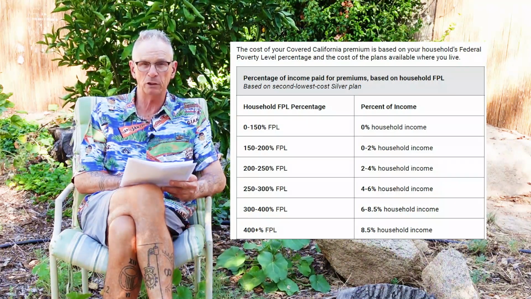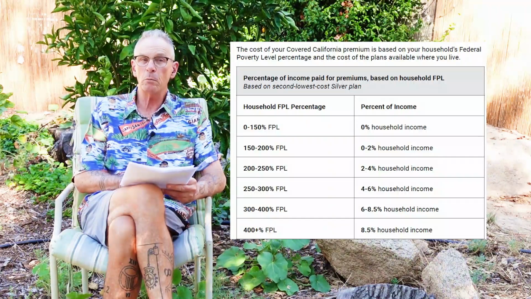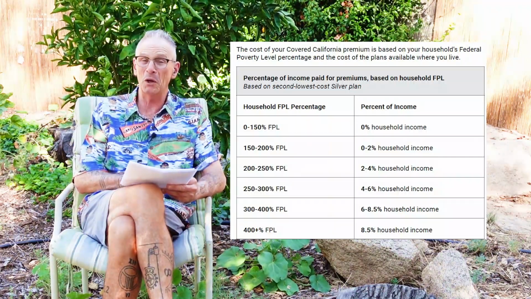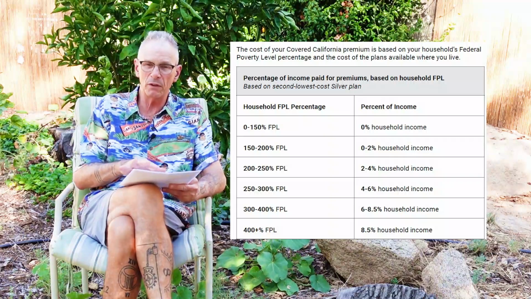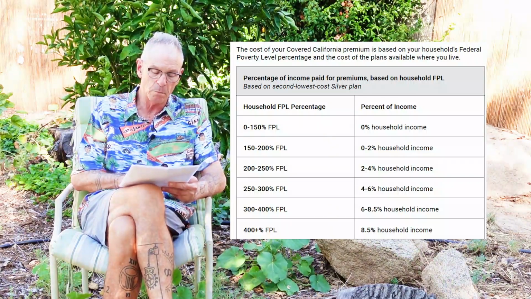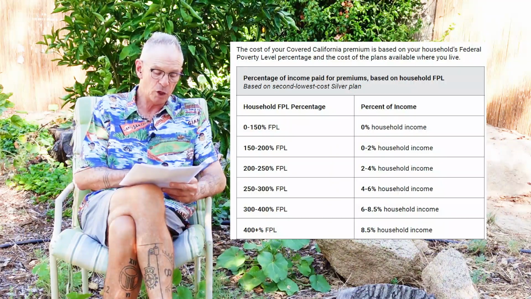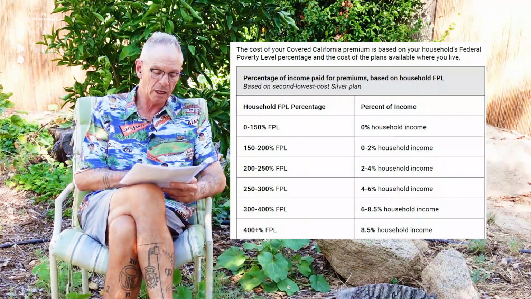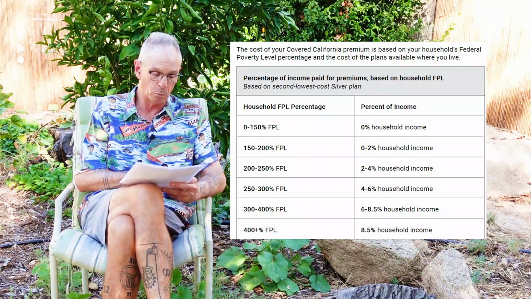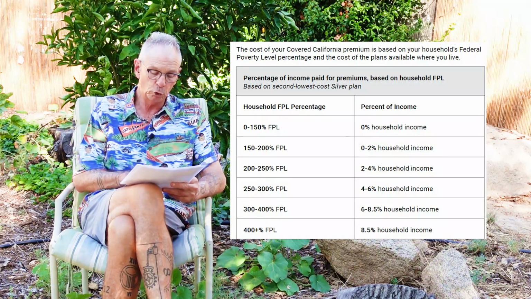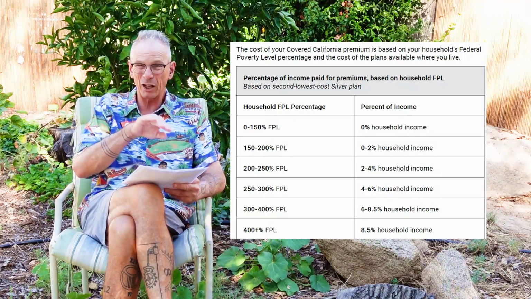Many bronze plans may be 0. There may be some gold plans that are 0. It all depends on where you live and the plans that are being offered. But of course, you can take that and apply that to any plan. And then you can see as the household income as a percentage of the federal poverty level goes up, the consumer responsibility also goes up. Because it's on a curve.